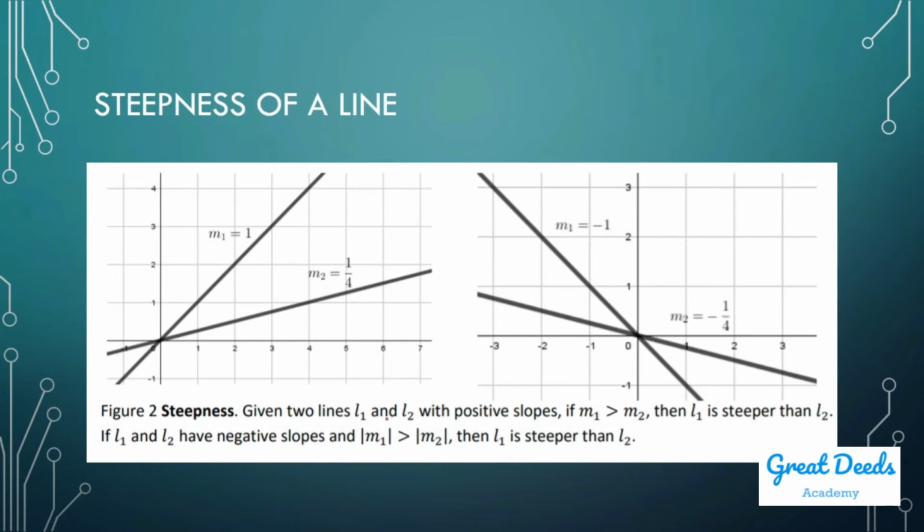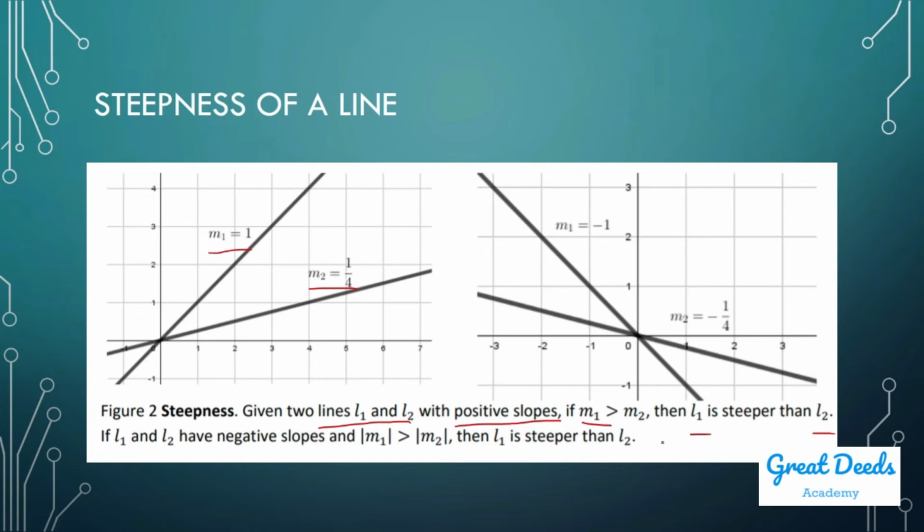Steepness of a line. When do we say that one line is steeper than the other? Well, we must, of course, compare their slopes. So given two lines, L sub 1 and L sub 2, both with positive slopes, the larger the slope is, the steeper the line is. So in this case, L sub 1 is steeper than L sub 2, okay?